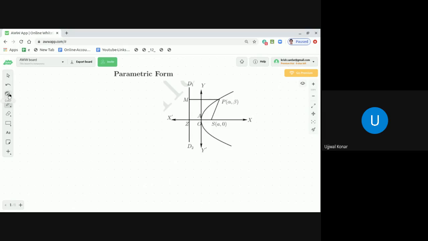Now, dear students, before I proceed further, could you please confirm that you are able to hear my voice very clearly and able to view the screen properly? Yes. Please confirm. Okay, great.